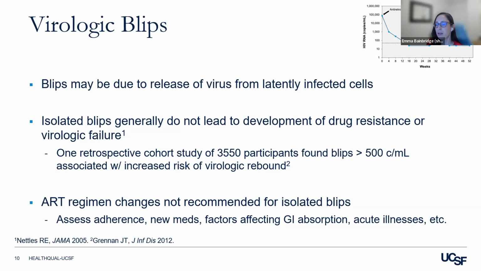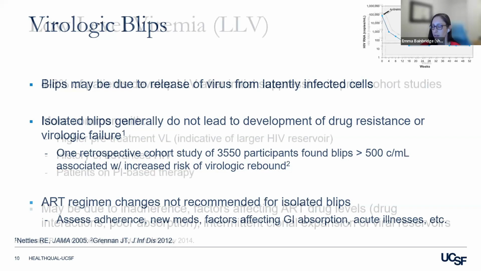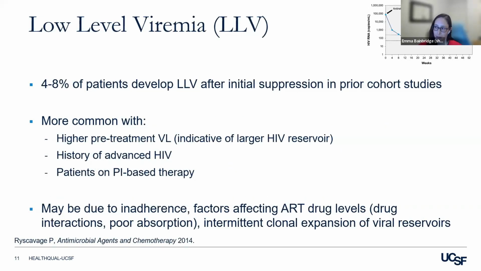And then again, it's important to remember that blips can be the stepping stone to low-level viremia or even virologic failure. And so having a follow-up viral load to ensure that you go back down to being suppressed is really essential, because you can't call it a blip until you have that follow-up viral load that is back to being suppressed. If, however, your next viral load is not suppressed and it continues to be above our threshold, then that is when we start labeling things as low-level viremia.